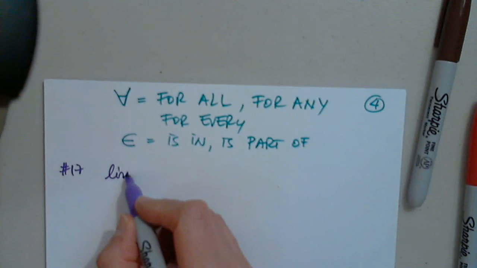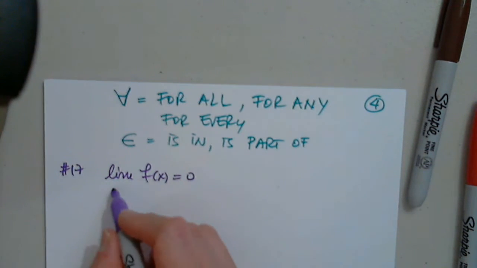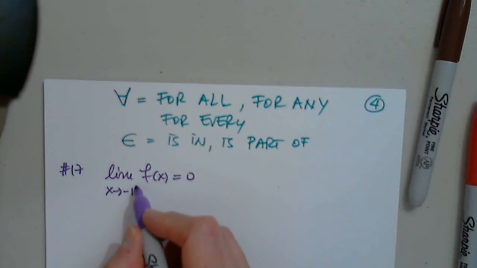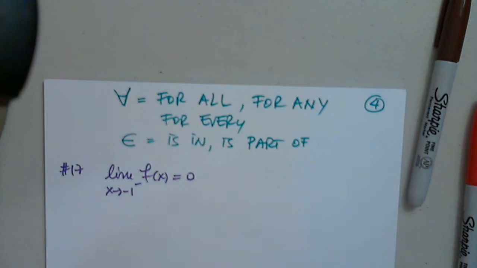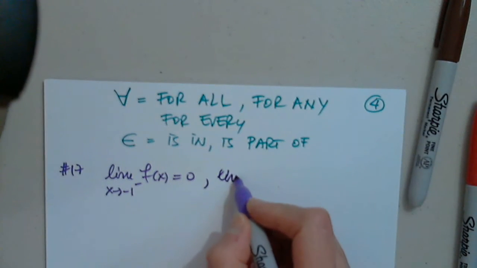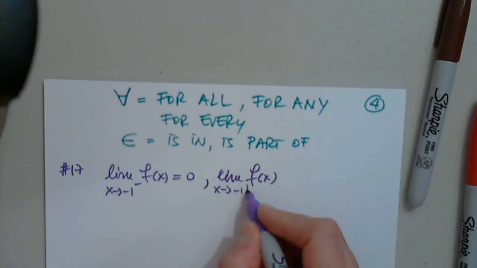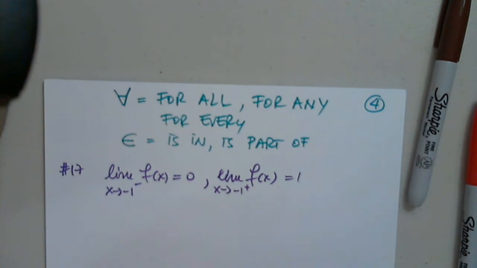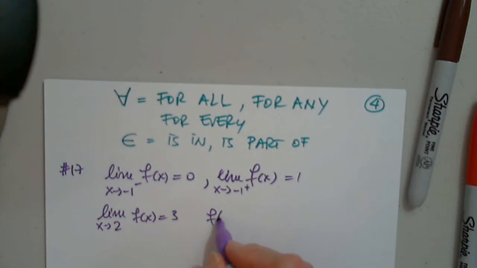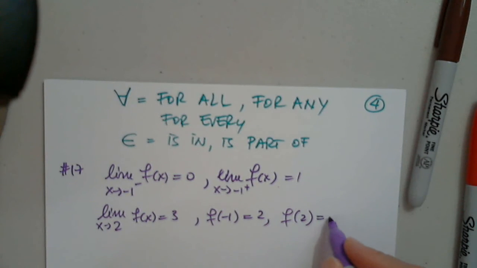So I have to copy the limit of f of x as x approaches -1 from the left. The next one is the limit of f of x as x approaches -1 from the right. They say it's 1. Then we have the limit from either side of 2, which is 3. f of -1 is 2. And we also have that f of 2 is 1. Okay, I copied those.